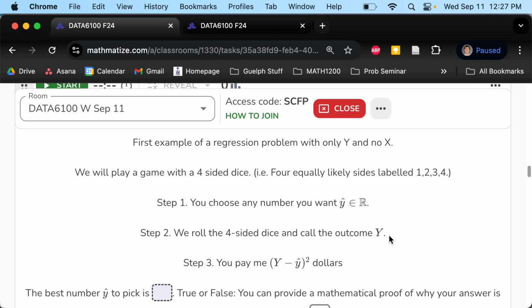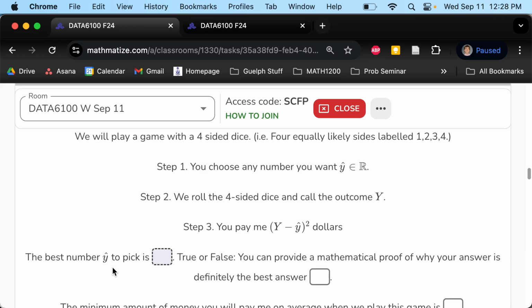So let's do an example of the game. Let's pretend you pick, I don't know, you're like, I think it's going to be a 4. I'm feeling lucky. Let's go. So you commit to y hat equals 4. I roll the dice. I got a 2. So capital Y was 2. You owe me 4 minus 2 squared equals $4. Okay, great. So you pay me $4. Of course, your job is to make sure not to pay me. You want to make it as small as possible. So the question for you is, can you figure out the best y hat? And true or false, you can explain why your answer is the best answer. Okay? That's what I want you to do.